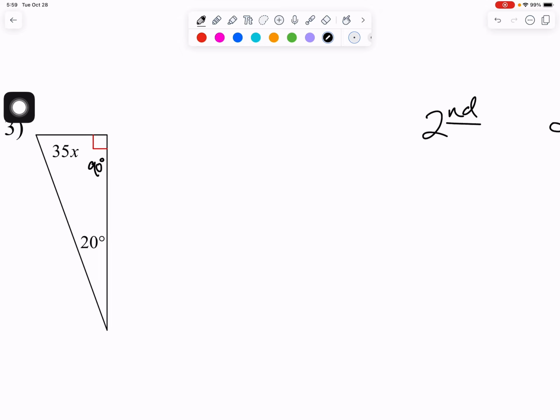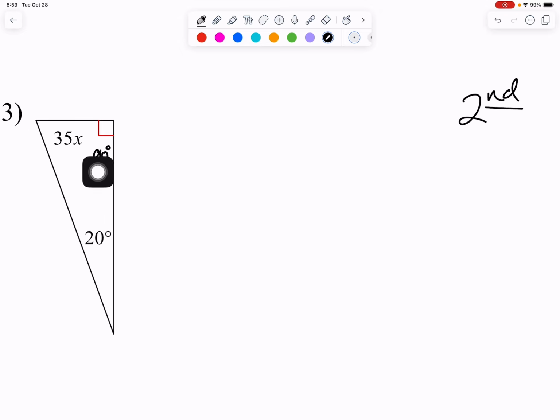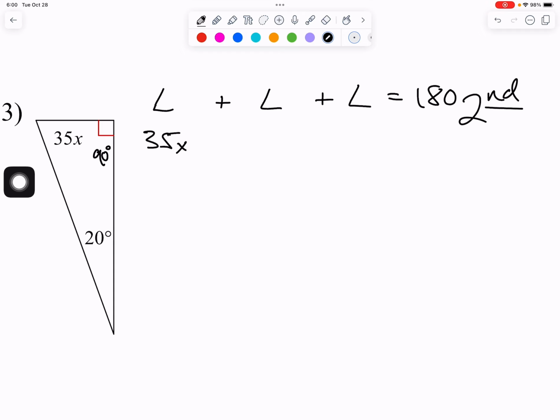But let's take the long way home. All right, so we have 3 interior angles. These 3 interior angles total 180 degrees. So we will set this up as angle plus angle plus angle equals 180. We have 35x, and we will go clockwise, plus 90 plus 20 equals 180.